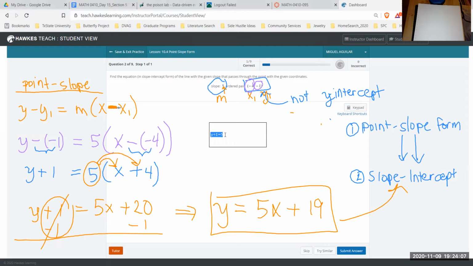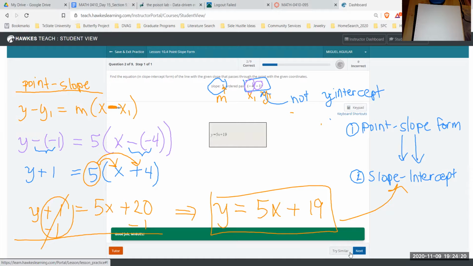So I'll go ahead and delete everything that I was trying to type in before. And I'll put y is equal to 5x plus 19. And then I'll submit my answer. Again, at the top of this problem, I said, if you notice that they don't give you the y-intercept, that's when you're going to have to do a little bit more work. You're going to have to go from point slope form and convert that to slope-intercept form. So that's what you have to be watching out for.